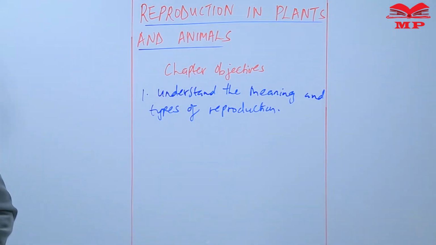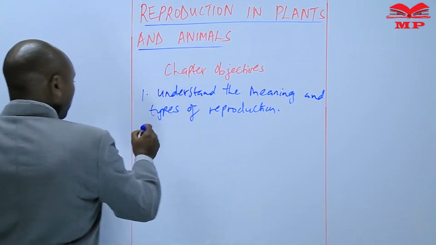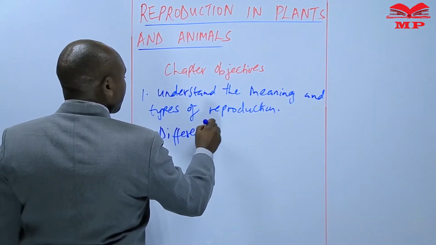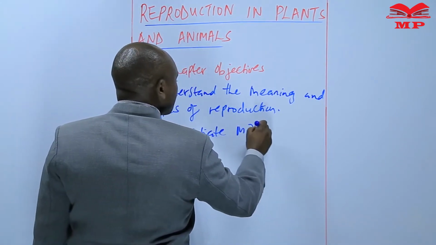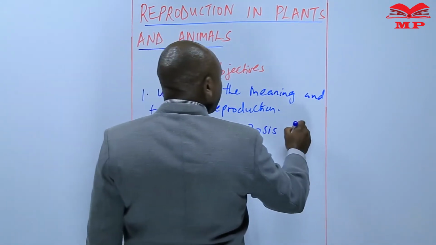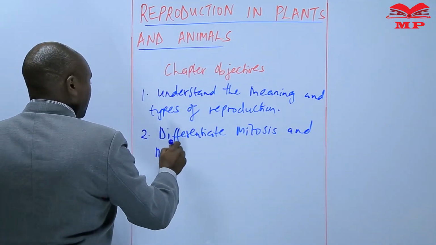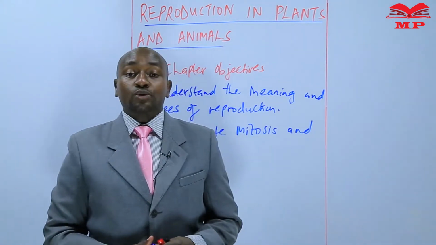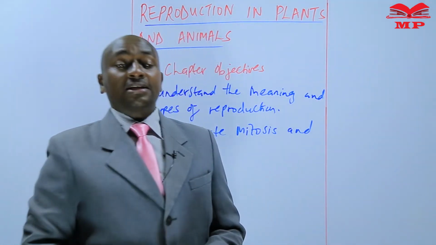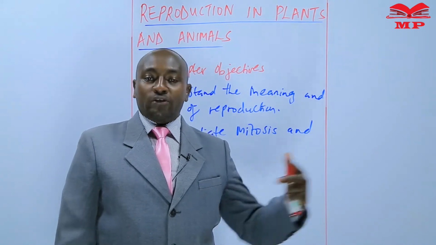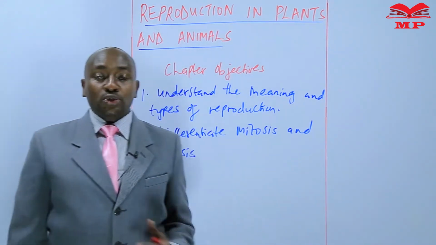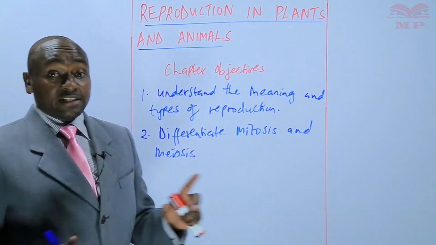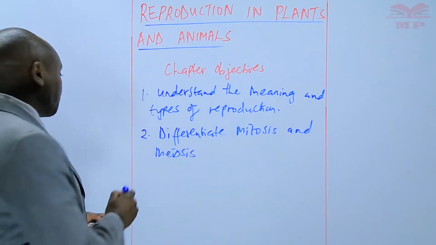The other objective that we need to fulfill is to be able to differentiate mitosis and meiosis. These are the two types of cell division that we have. And we say that cell division is the basis of reproduction. So for reproduction to take place, cells need to divide. So we need to understand the different types of cell division.